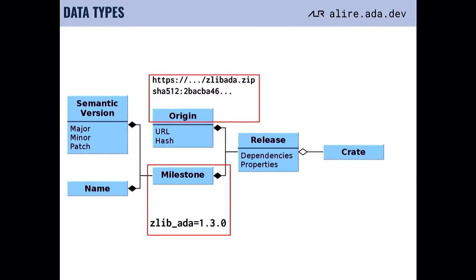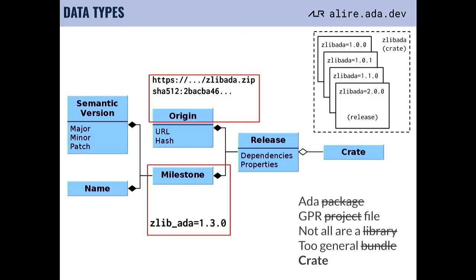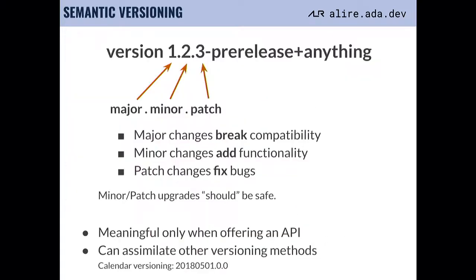Well, Alire, if you have worked with package managers, it reuses the same ideas, which is named releases with semantic versions. And we reuse the term crate to refer to several releases from the same project, because the other possible names are taken in the ADA world for very precise meanings. This was a kind of maybe controversial decision, but it has a very precise meaning that other developers know, so that's how it is.